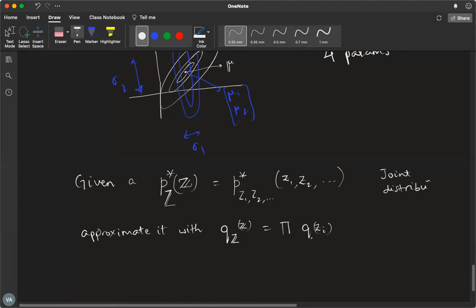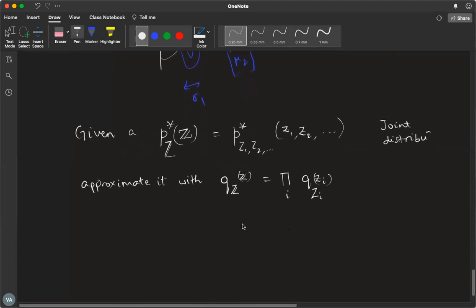Here, instead of saying Z_i, I can simply say this is Q_i, where i is whatever the number is, 1, 2, whatever. I think this is obvious, so I'll just put i here, right? So this is my goal. We have to find Q of Z. Now, this is the goal.